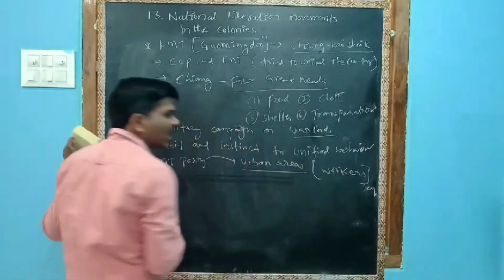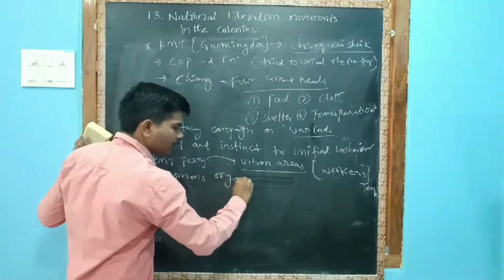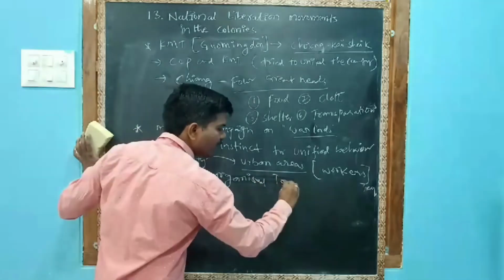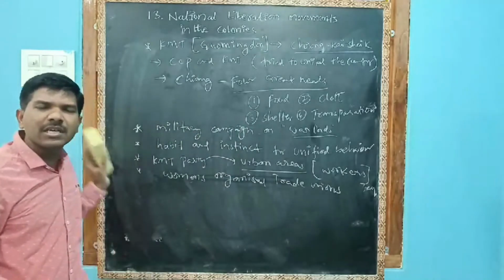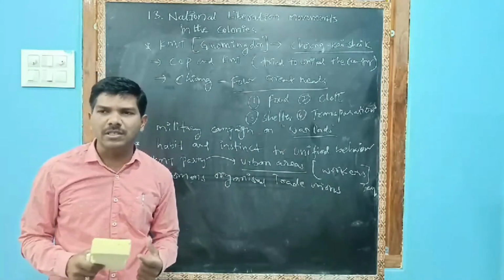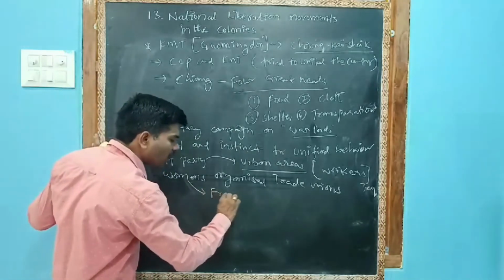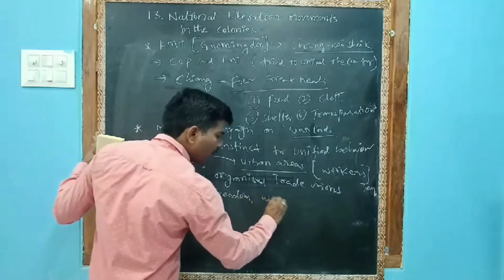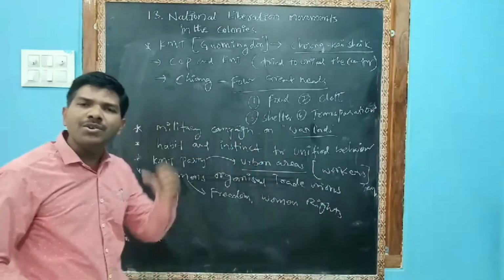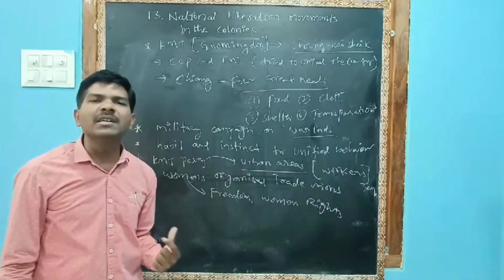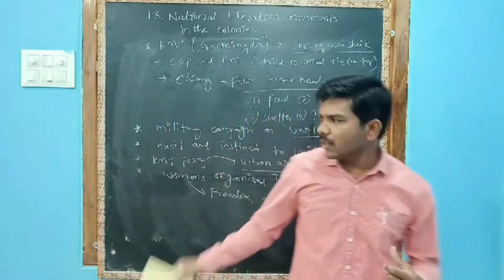Women organized trade unions. They were inspired by European ideology. Women were thinking that we want freedom. We want women's rights. We want trade unions. We want good working conditions. And we want voting rights. So the women were demanding these.